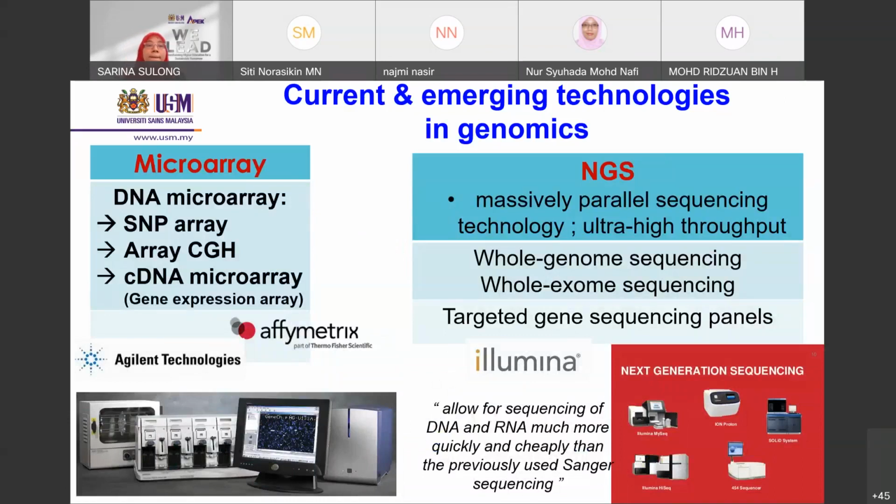So this slide shows the current and emerging technologies in genomics. Microarray is one of these technologies, and also including NGS. Using these arrays, scientists can simultaneously evaluate the expression of thousands of genes at the mRNA level, for example, and also at the DNA level. High throughput microarray analysis provides a powerful tool for the discovery of novel biomarkers, which could possibly be used in the diagnosis and or prognosis of diseases.